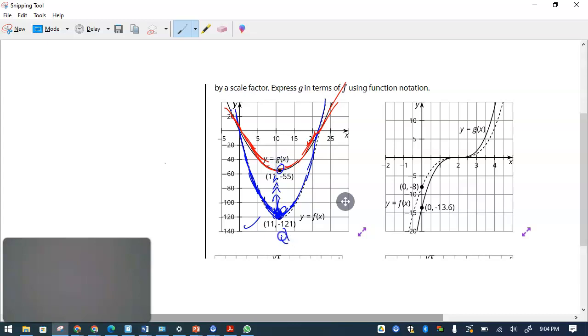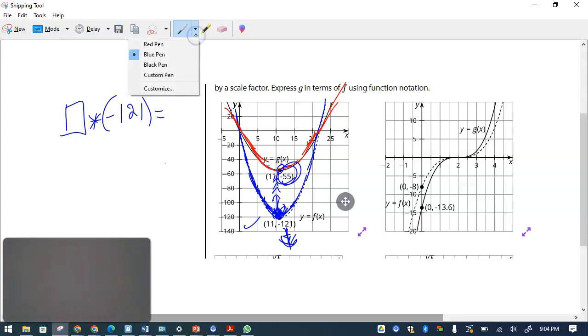So the y coordinate here is negative 121, and the y coordinate here is negative 55. So we have to bring this output. What multiplies to 121, so that your output for the red one is negative 55? Because the output given there is minus 55. So how do you get this?